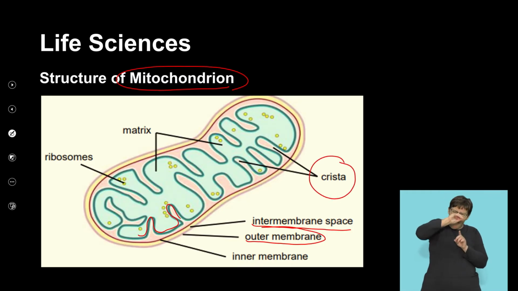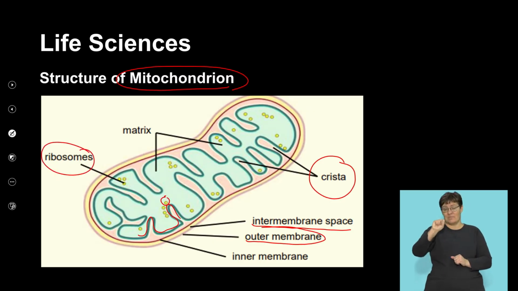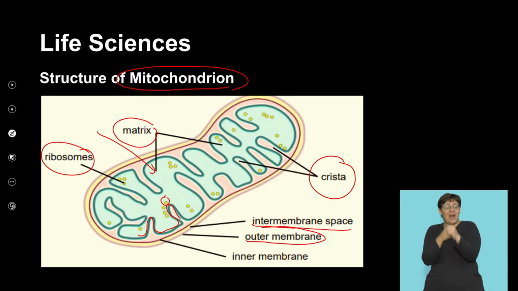Embedded on these folds are little structures called ribosomes. And these are the organelles that are responsible for the production of proteins. The liquid part of the mitochondria is called the matrix. And it is in these structures that various different reactions take place.